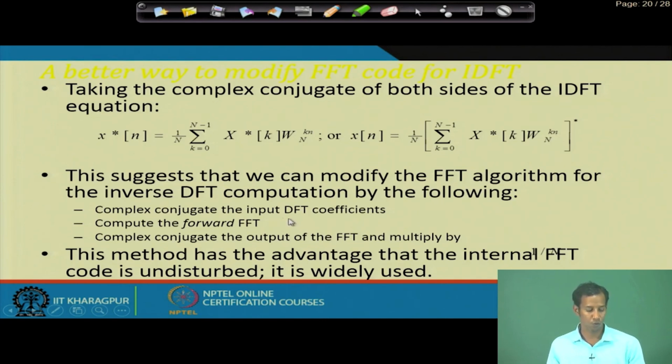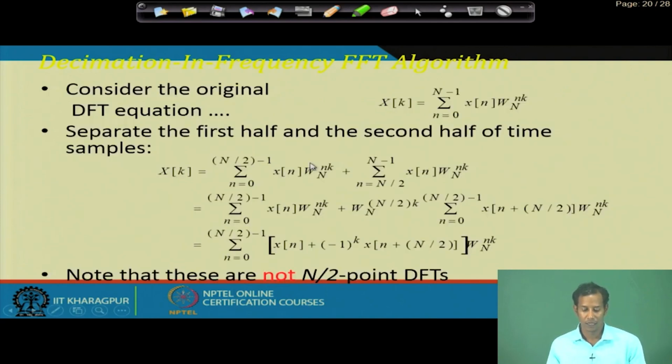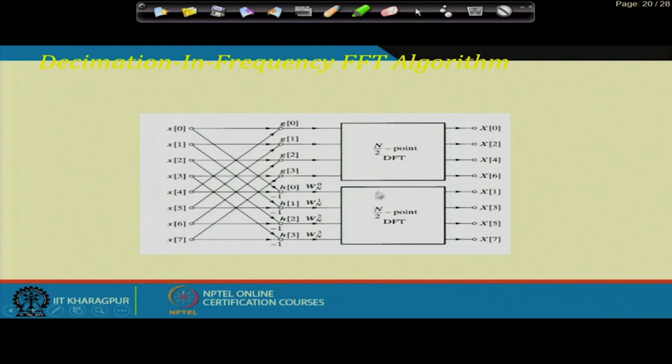Okay. So, how we can design the hardware for this: here you see initially we are considering N by 2 DFT, and then we are multiplying this with each of these twiddle factors.